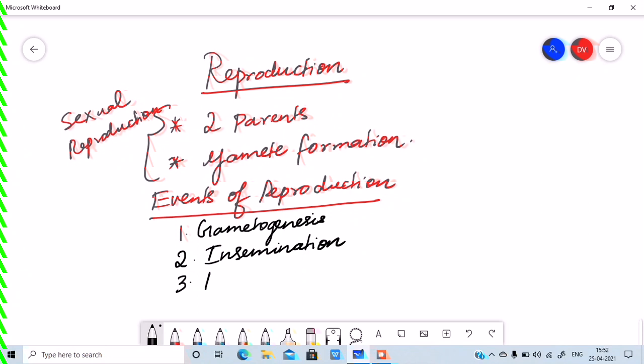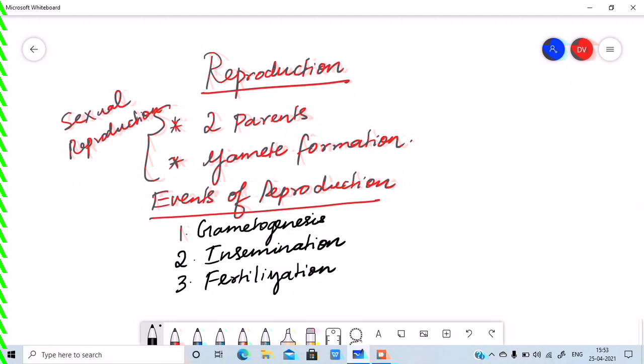And then you have fertilization. First let me explain these three things. What is gametogenesis? Genesis means formation, gameto means gamete. The formation of the gametes, sperm in male and egg or ovum in female, is known as gametogenesis. Once they are formed, the sperm has to get deposited in the female tract, which we call the vagina. Only then can fertilization happen. The process by which the sperm is deposited in the vagina is known as insemination.